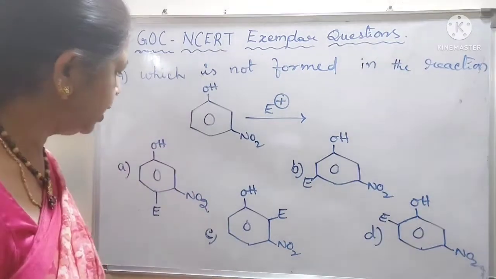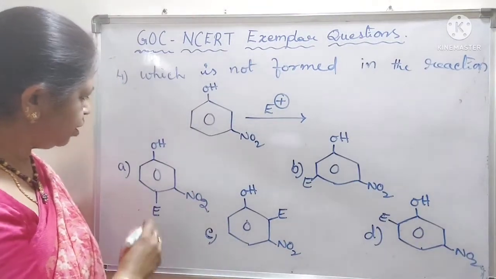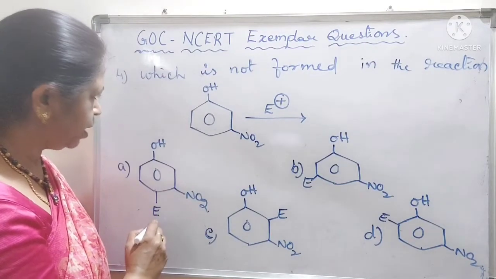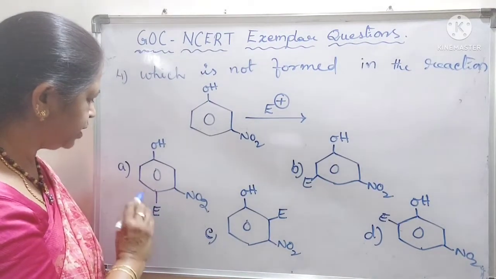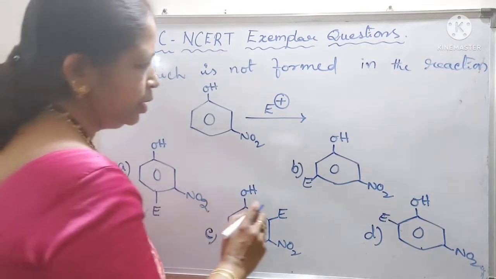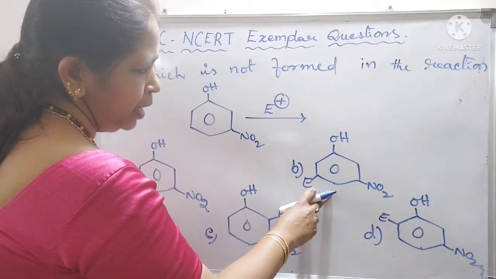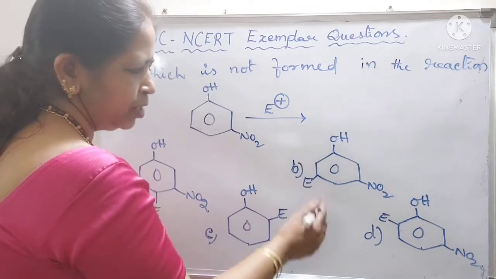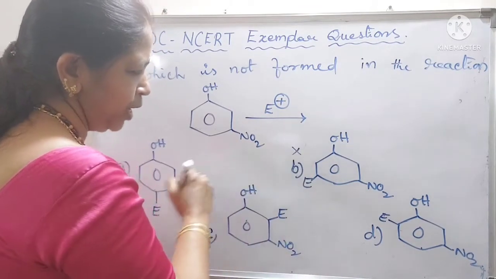So let us see the options. In the first option, the third electrophile is present at para position to the hydroxyl group, so we will get this product. And in the B option, the third electrophile is present meta to the hydroxyl group, so you will not get this product.